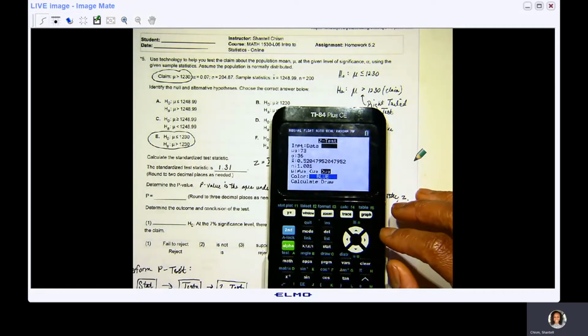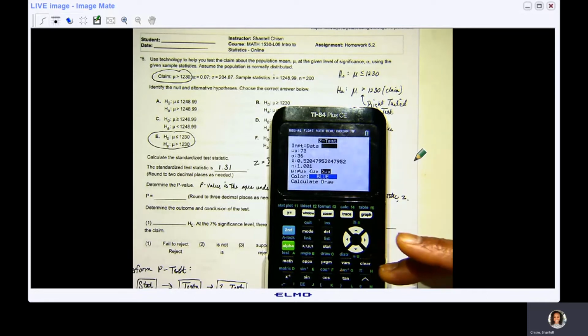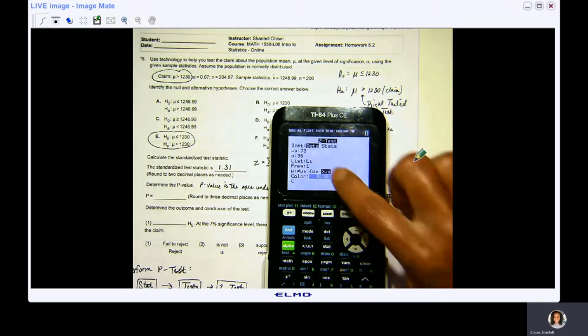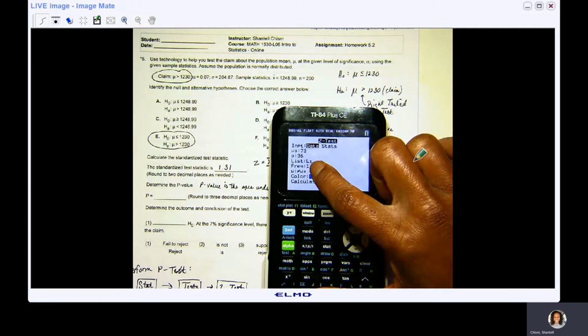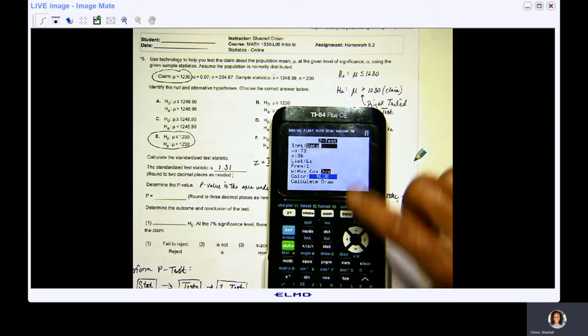Now, this is stats, okay? I don't have a list of data values that I'm putting in the calculator, so I'm actually using stats. So I'm going to keep that on stat. If it was on data, it would have list, okay? And we don't have a list, we don't have a data set. So I need to make sure it's on stats.